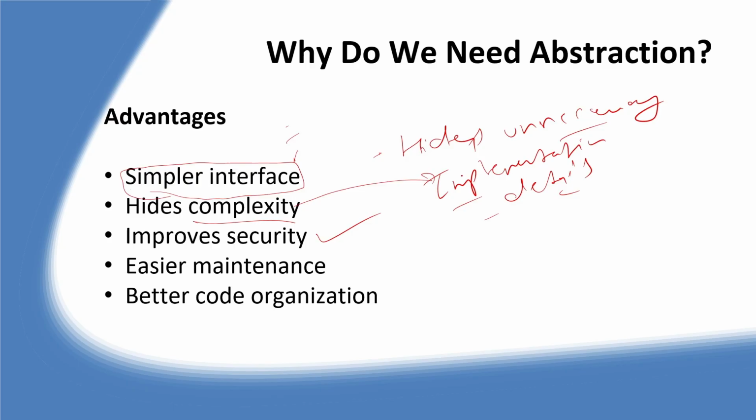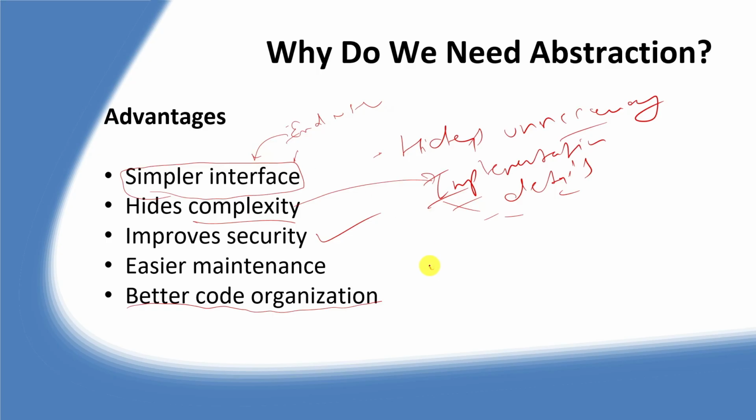So abstraction helps organize code more efficiently. That's better code organization. So that's why we need abstraction. In future, if we want to change any implementation details, these have no relation with the end user. The end user only wants a simple interface.